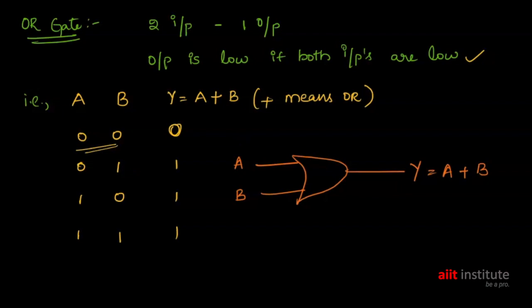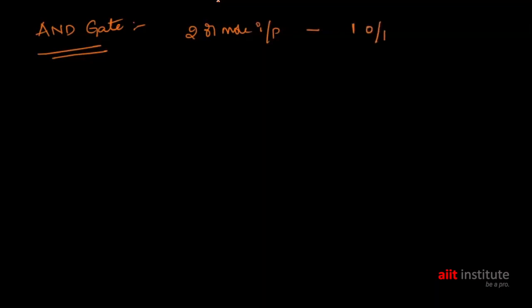Let us try to understand how AND gate works. Let us see how AND gate works now. So, AND gate. An AND gate is a logic circuit for which there are two or more inputs and one output, for which the output is high only if all inputs are high.